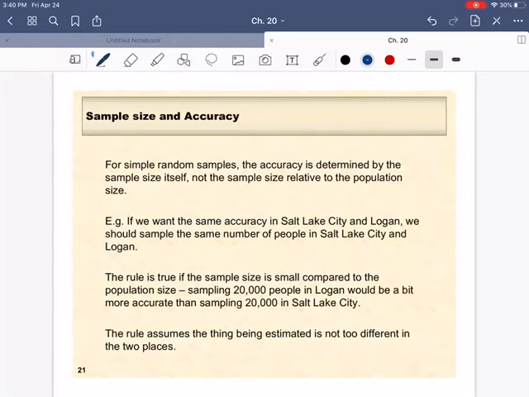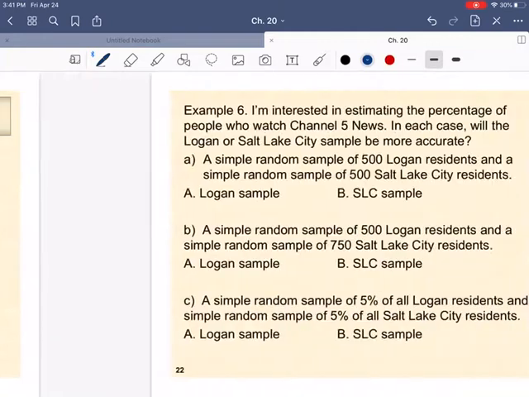And that's the case even though Salt Lake is much bigger than Logan. You get the same accuracy if you sample 200 people in Logan as 200 people in Salt Lake. And accuracy is referring to standard error size. That's because the standard error is the standard deviation divided by the square root of the number of draws. So that standard error formula doesn't take into account the population size. It just takes into account the number of people you sampled.